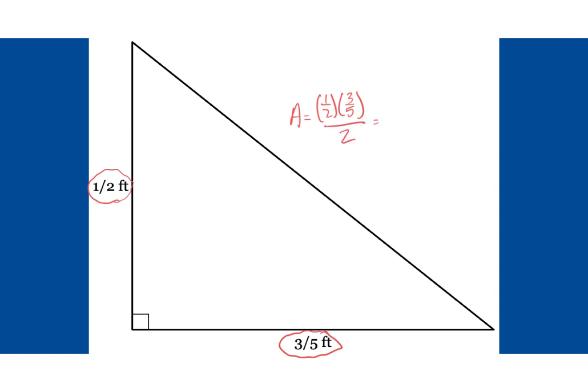Now when I multiply fractions, remember we just go straight across the numerators and denominators. So 1 times 3 is 3. 2 times 5 is 10. And I'm going to divide that by 2, which basically means I'm cutting that 3/10 in half, which would give me a final answer of 3/20. And then my units, of course, are feet squared.